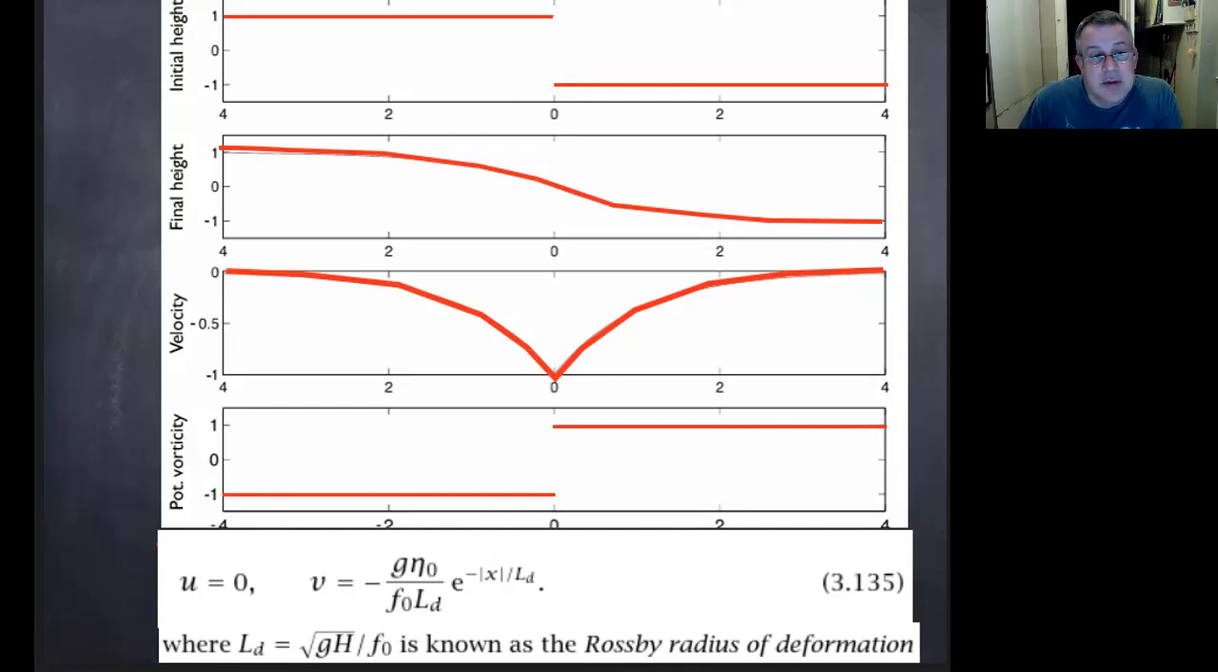This length scale over which this anomaly occurs is governed by something called the Rossby deformation radius, which is this parameter right here.